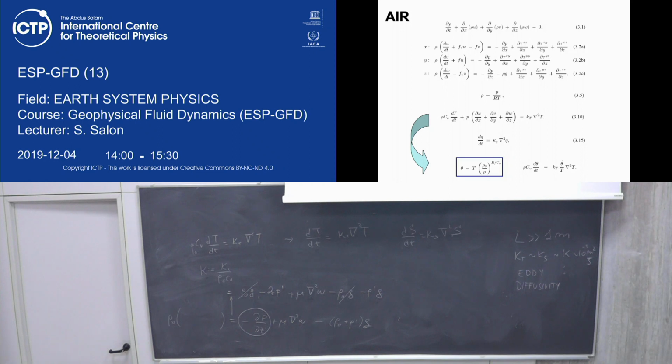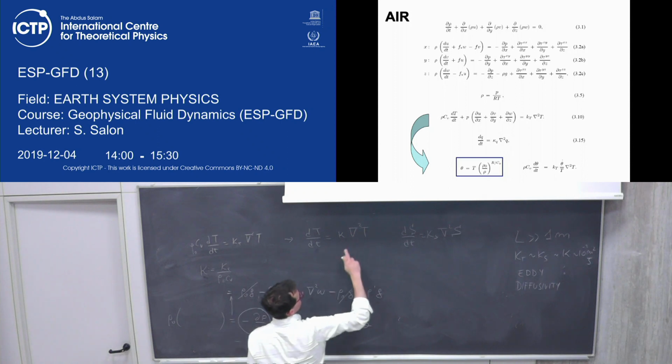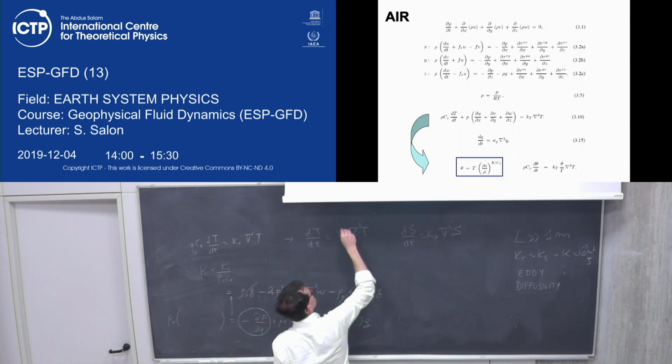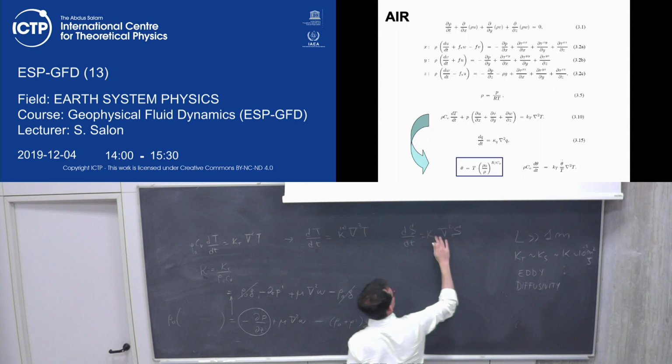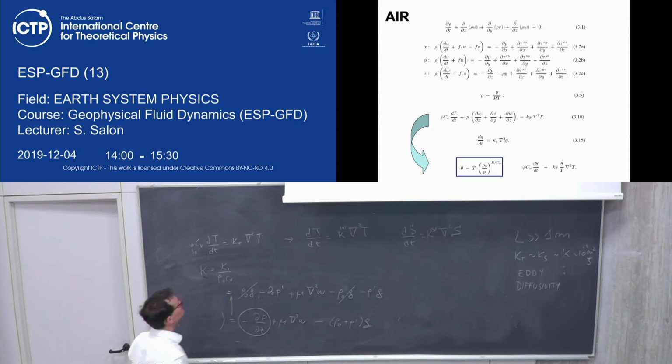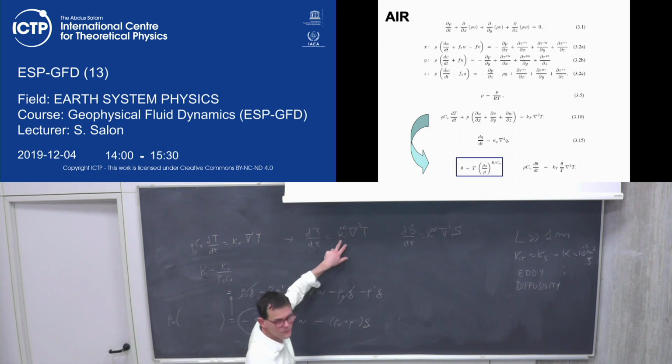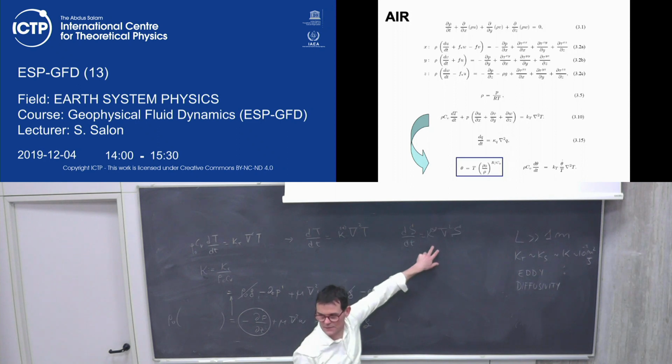You said big K is KT. Then it was just K, and I'm confused. Let's say that this is for temperature and this is for salinity. Yes, thank you. So this is related to thermal diffusion, this is related to saline diffusion.